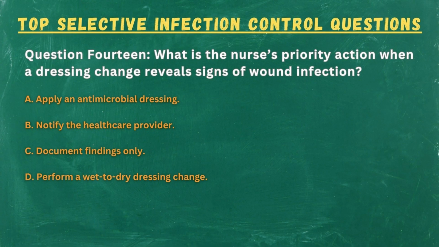Question 14. What is the nurse's priority action when a dressing change reveals signs of wound infection? A. Apply an antimicrobial dressing. B. Notify the healthcare provider. C. Document findings only. D. Perform a wet-to-dry dressing change. Answer: B. Notify the healthcare provider.